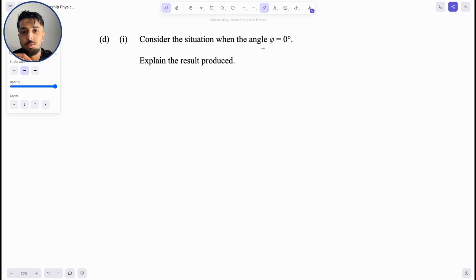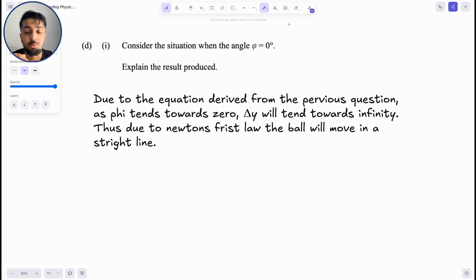Consider the situation where angle phi is equal to 0 degrees. Explain the result produced. Due to the equation derived from the previous question, as phi tends towards 0, delta y will tend towards infinity. Thus, due to Newton's first law, the ball will move in a straight line.